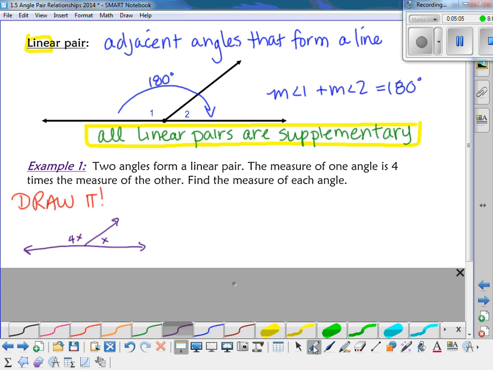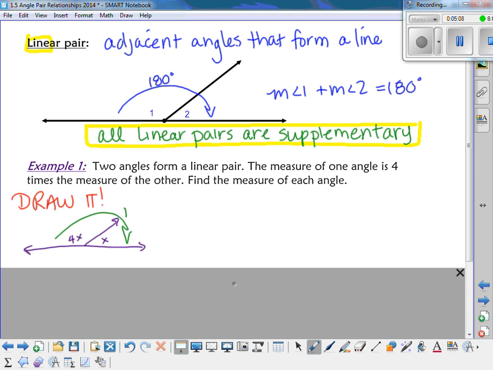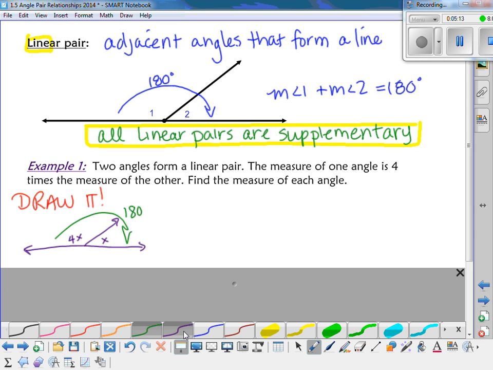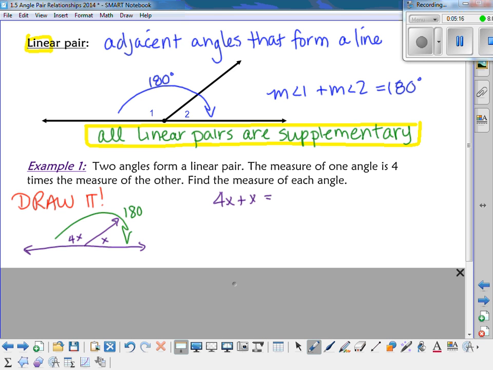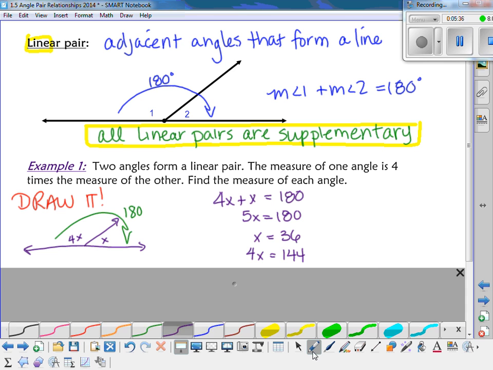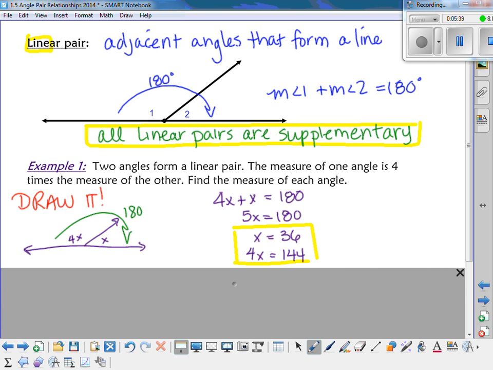Now, because they're a linear pair, I know that they have to add up to 180 degrees. And so that means that my two angles added together, 4x plus x, would have to equal 180. Well, I combine my like terms, 5x equals 180, and then you divide by 5, and we get that x is equal to 36. So one angle is 36, and the angle that's 4 times as much is 4 times 36, or 144. So that would be the measure of each of the angles, 36 and 144. And if you check, you can see that those do add up to 180.